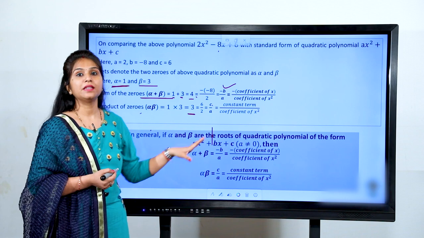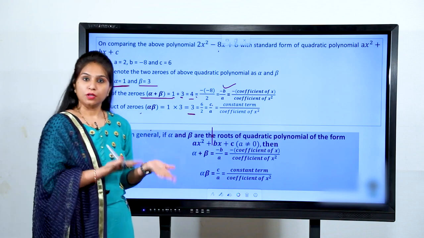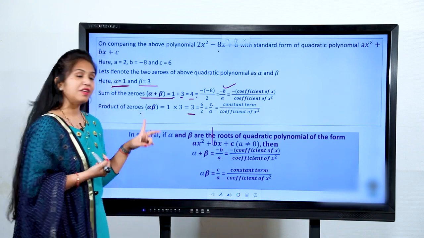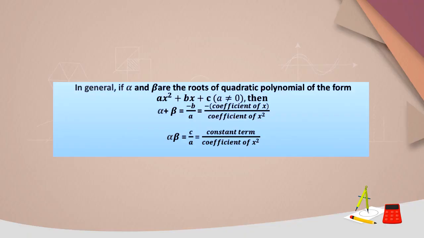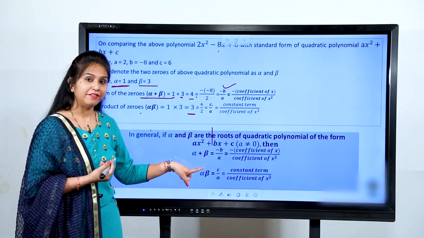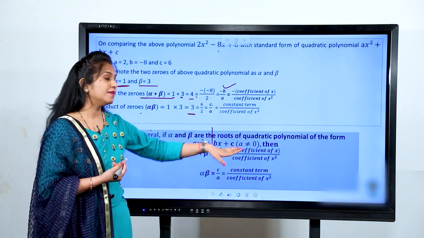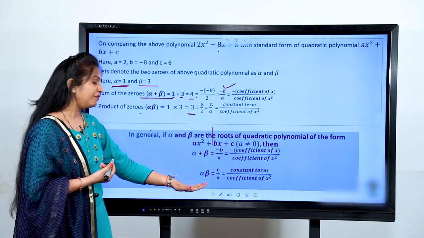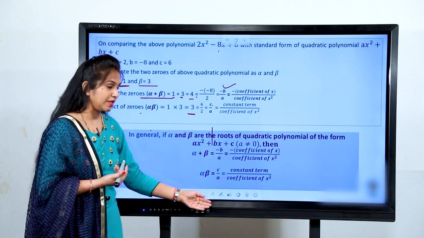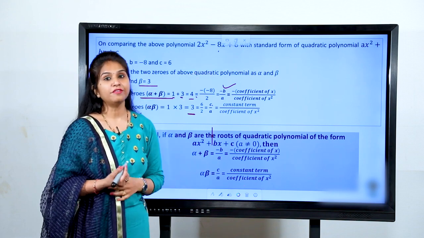So from this we can conclude one thing, the relationship between the zeros and the coefficients of a polynomial. When we have two zeros, alpha and beta, and a quadratic equation of the form ax square plus bx plus c, then the sum of the zeros, alpha plus beta, is equal to minus b upon a, where b is the coefficient of x and a is the coefficient of x square. Similarly, alpha into beta is equal to c upon a, where c is the constant term of your given polynomial upon the coefficient of x square.